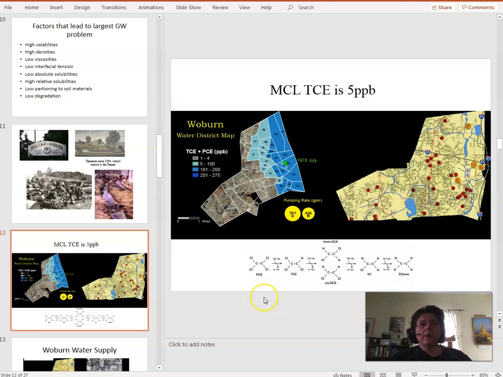And so what will happen in water systems is you'll get PCE, or tetrachloroethylene, because if you notice, there are 4 chloro groups around this.